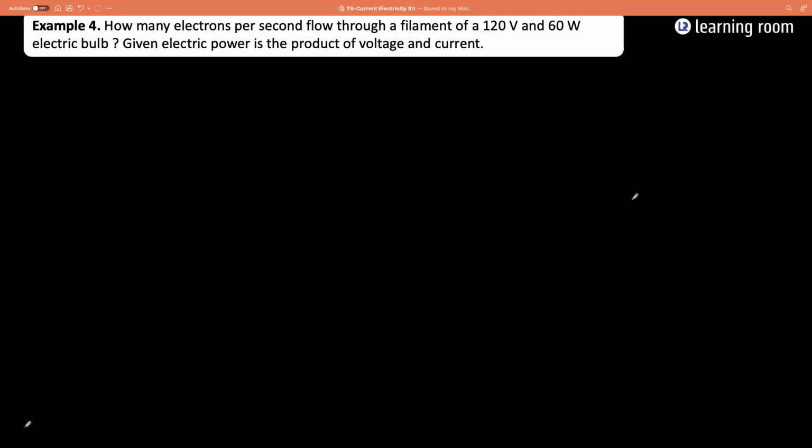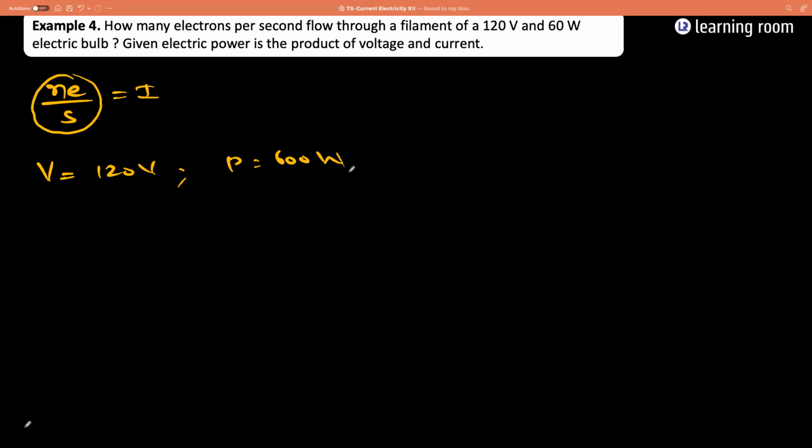How many electrons per second? The number of electrons per second is basically current. So how many electrons flow through a filament of potential difference 120 volt and power 60 watt? What is the relation between power, voltage and current? P is equal to V into I.